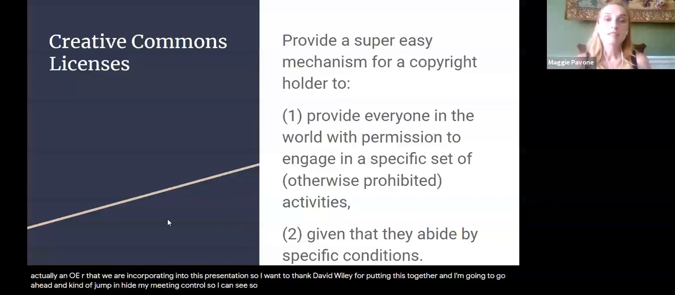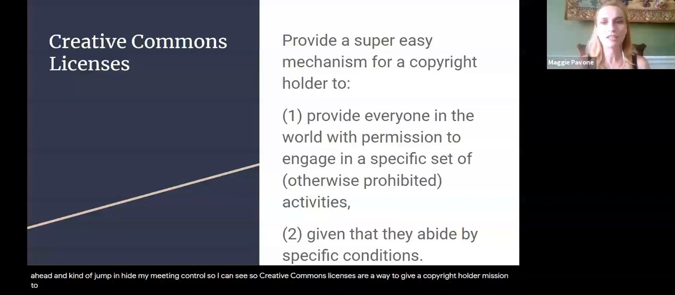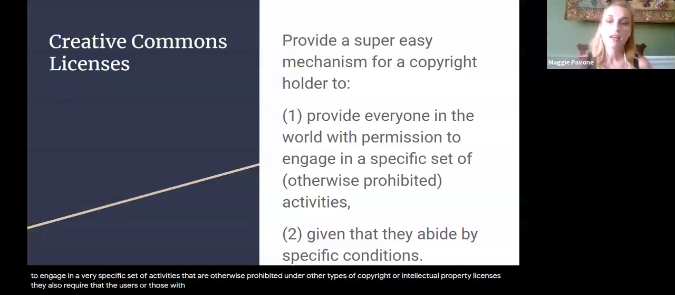So Creative Commons licenses are a way to give a copyright holder a mechanism to provide everyone in the world with permission to engage in a very specific set of activities that are otherwise prohibited under other types of copyright or intellectual property licenses. They also require that the users or those with permission abide by very specific conditions.